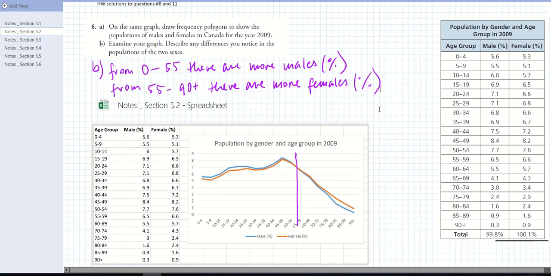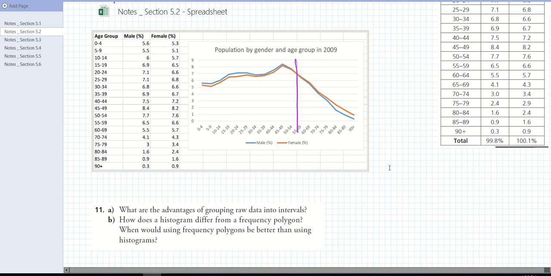Okay, so again, for graphing, you can definitely use a computer if you want. It just takes a bit of work to input all this into a spreadsheet. So if you're not familiar with spreadsheets, just do it by hand, okay? You can definitely do this by hand. So the last question was question number 11.